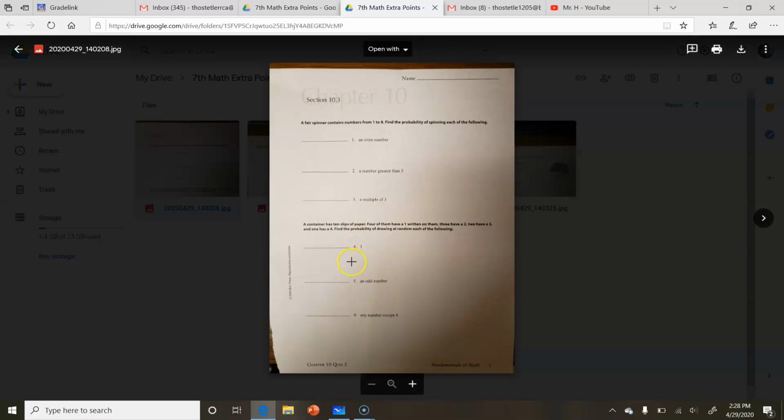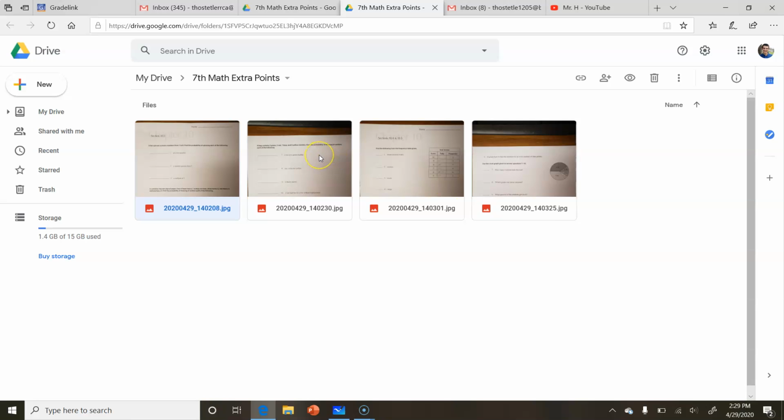And then this one down here is the same thing, right? You have 10 slips of paper. 4 of them have a 1 written on them, 3 have 2s, 2 have 3, and 1 has a 4. And then you do the same thing. What's the probability of drawing those out of that container? So that's the first page.